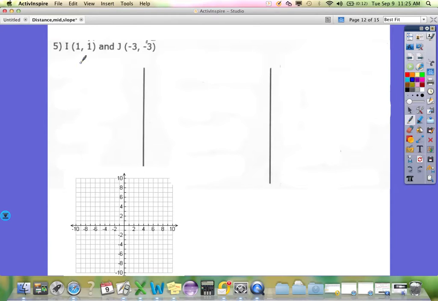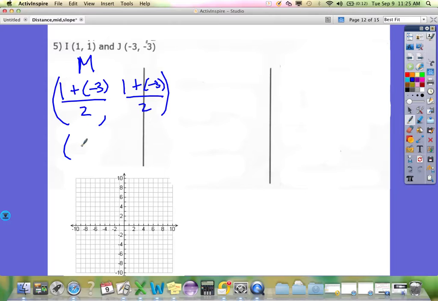Alright, so midpoint, capital M, add the x's. 1 plus negative 3 over 2, and 1 plus negative 3 over 2.